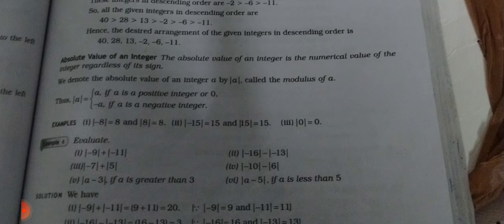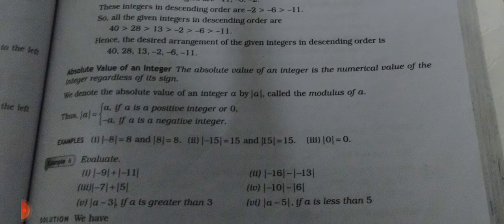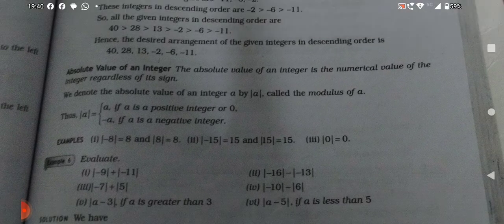Absolute value of an integer. The absolute value of an integer is the numerical value of the integer regardless of its sign. We denote the absolute value of an integer a by |a|, called the modulus of a. Thus, |a| equals a if a is a positive integer or 0, and minus a if a is a negative integer.